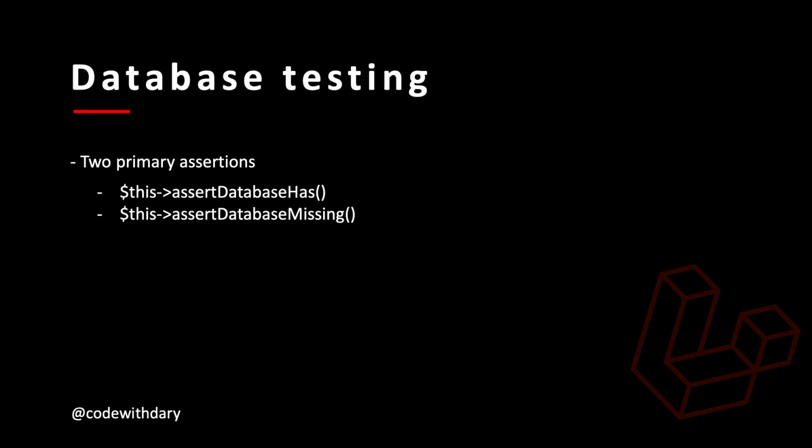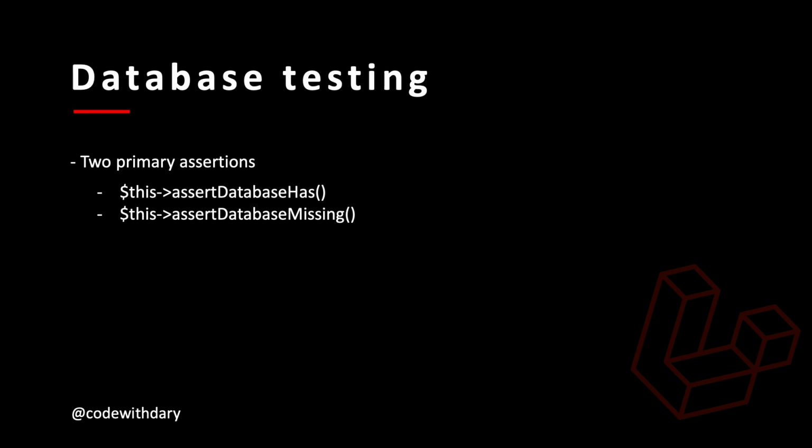So we have two primary assertions that we can use. The first one is assertDatabaseHas. This will basically look inside the database and see if data exists, which is a value that you have to pass in. The second method is assertDatabaseMissing. As the name implies, it's going to check whether a given value is missing in the database.